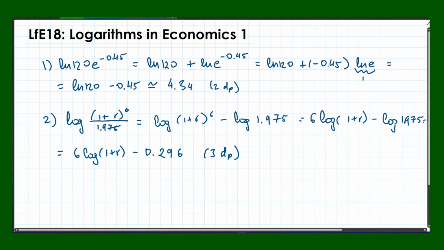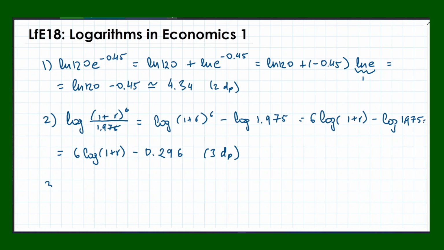And in the previous example, I rounded to 2 decimal places because there were 2 decimal digits in the expression. But in this example, I rounded to 3 decimal places because there were 3 decimal places in the original expression, like 1.975 here is 3 decimal places. So I'm just keeping in line with what the question is doing.